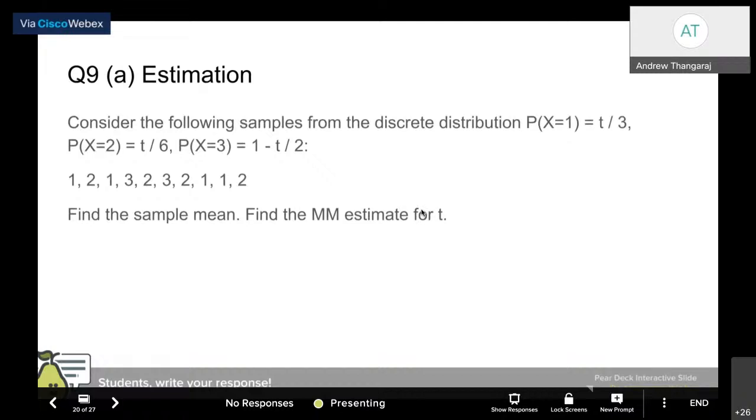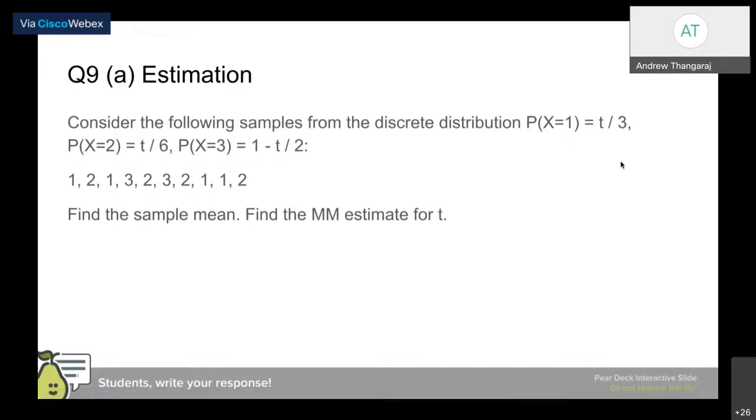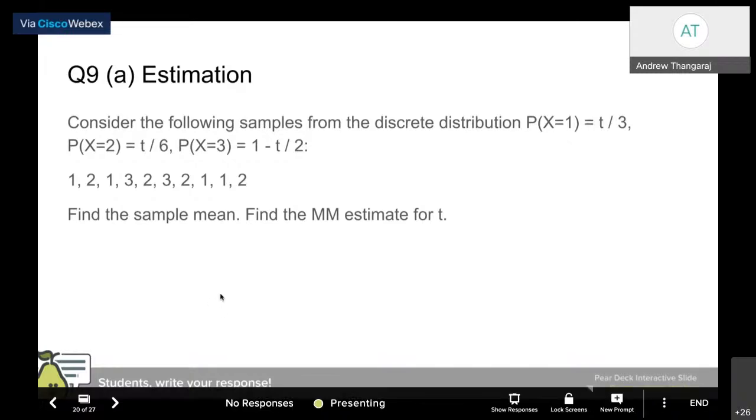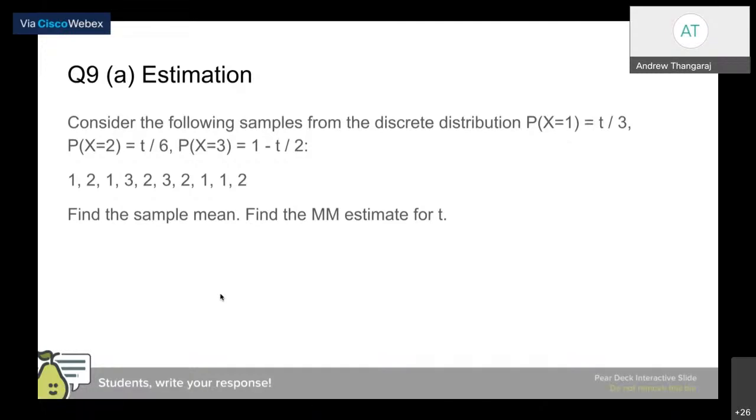Okay. So same sort of question, except now the distribution is different. It's not standard Bernoulli. It's a random variable taking 1 or 2 or 3. Probability of 1 is t by 3. Probability of 2 is t by 6. And probability of 3 is 1 minus t by 2. And actual samples are 1, 1, 3, 2, 3, 2, 1, 1, 2. Find the sample mean and find the estimate for t.